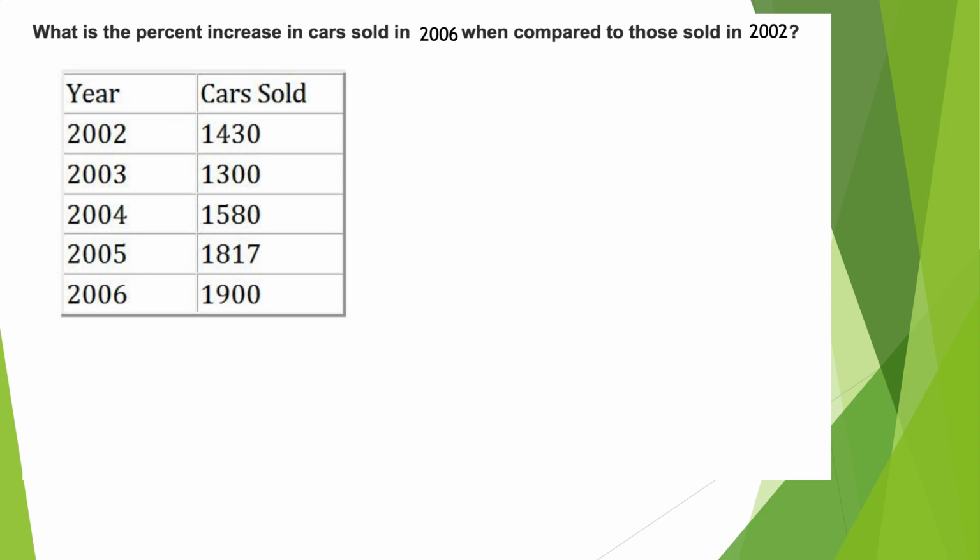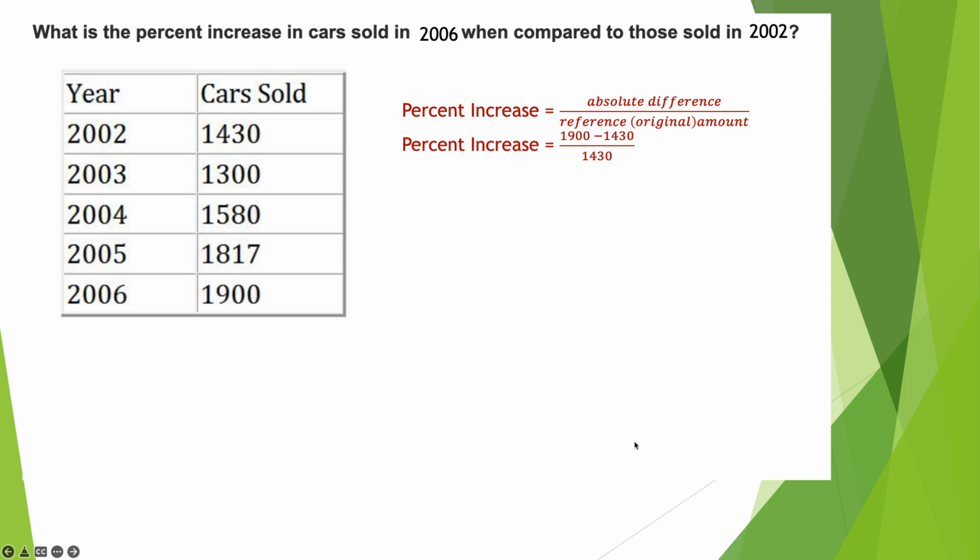Okay, so what's the percent increase in cars sold in 2006 compared to those sold in 2002? So it's always going to be the percent increase is the absolute difference. So you're going to do the number sold in 2006, subtract the number sold in 2002. But then you must divide by the reference or original amount. So 1900 minus 1430 divided by 1430. 1900 coming from the amount sold in 2006, 1430 from 2002, the original year.